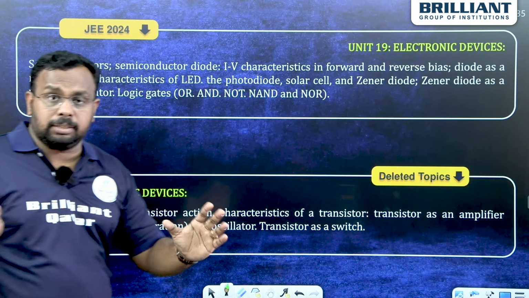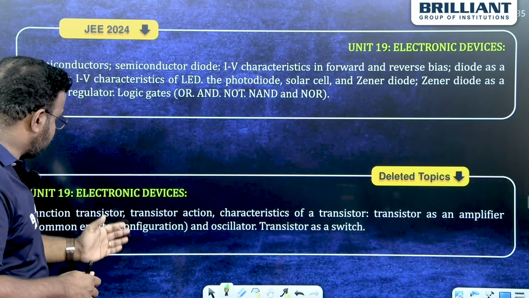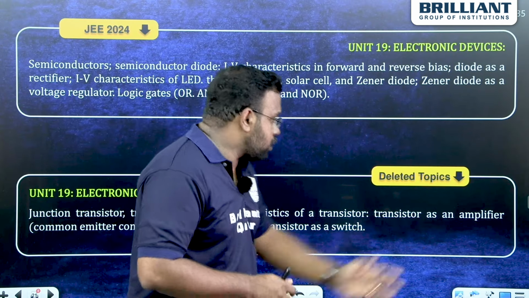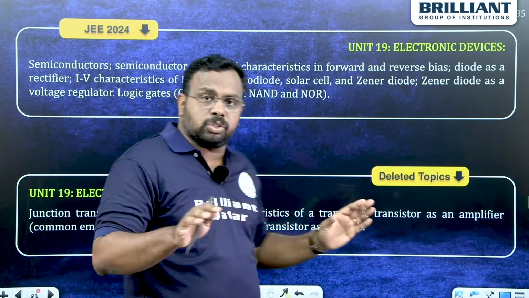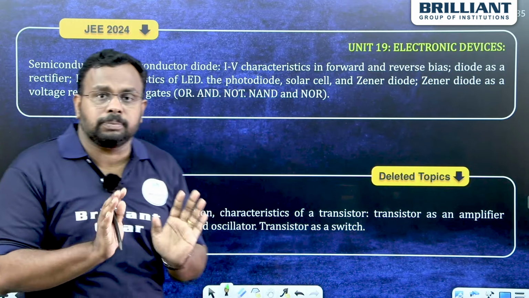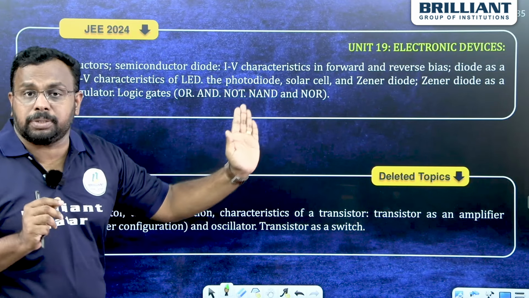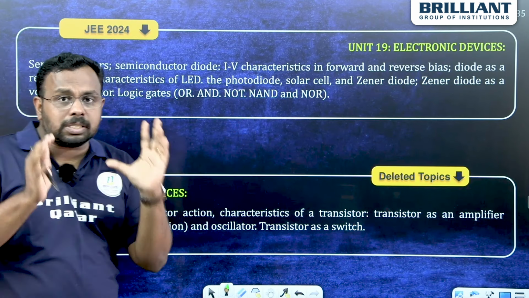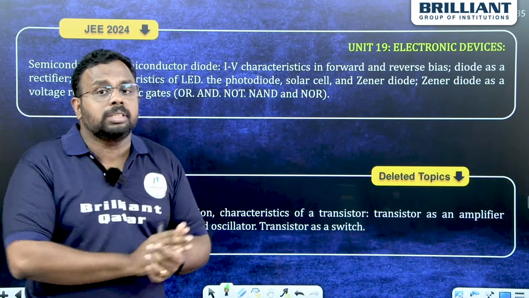Transistor, you know that it's a very lengthy topic. There are a lot of diagrams, formulas, graphs, many things are there. So everything, junction transistor, transistor action, characteristics of transistor, transistor as an amplifier, common emitter configuration and oscillator, transistor switch, everything from transistor is deleted. So no need to go through that transistor part, skip it completely. You know that this is a chapter with a very small number of mathematical equations. It's mainly based on the concept, circuit diagrams and all. So focus on it. You can score full marks from this chapter. It is such a chapter.